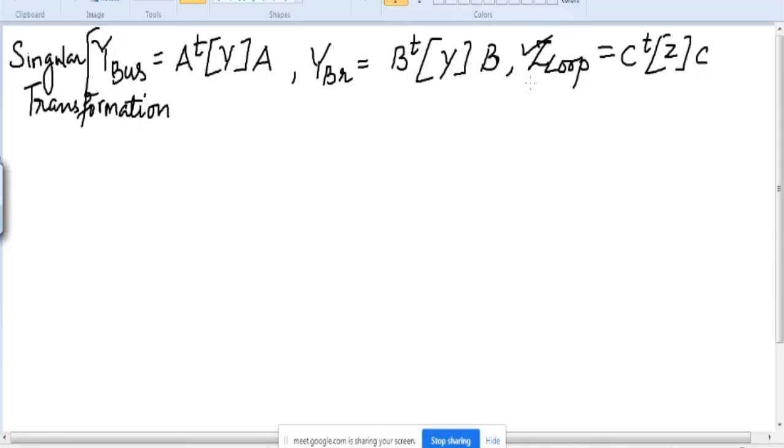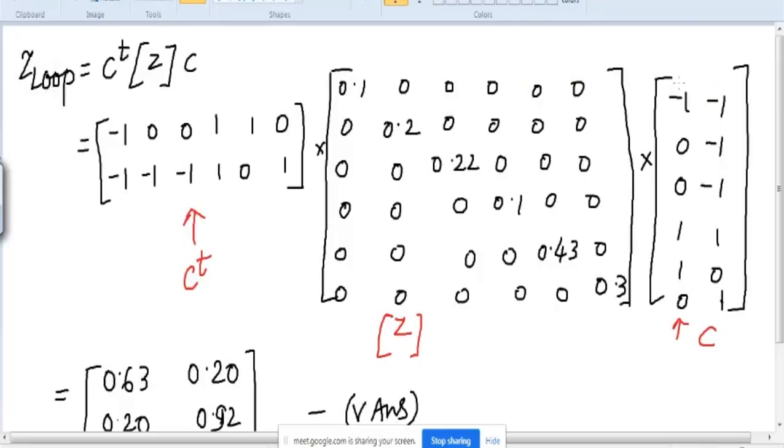C transpose ZC was the formula we used in the previous numerical, out of which we all know how to calculate C. C is nothing but the basic loop incidence matrix. Then the small z is the primitive impedance matrix. We solved this in the previous numerical, calculated all these matrices first, and then were able to solve the problem accordingly.